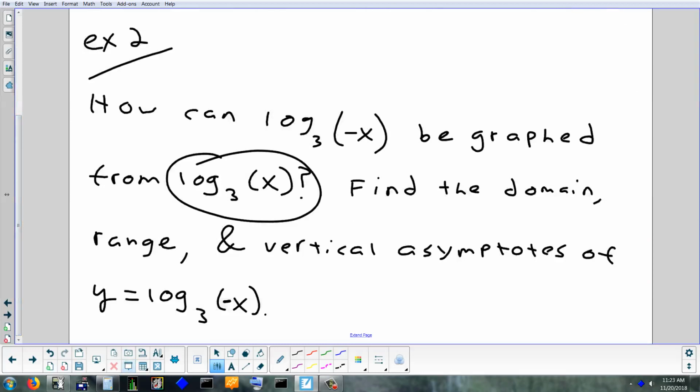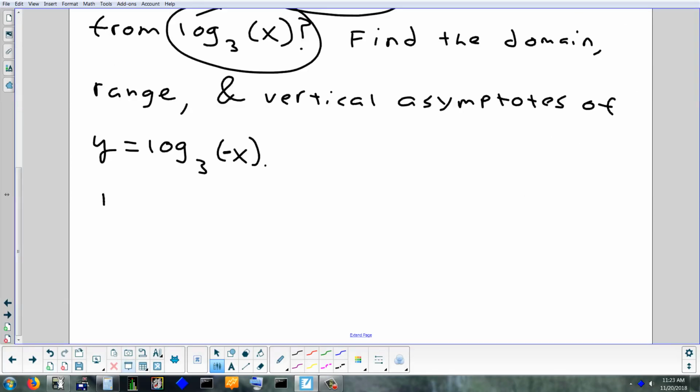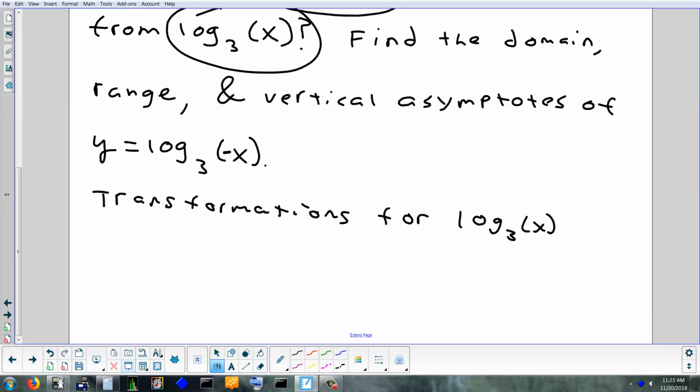Okay, so let's start with the transformations. To go from this to that, how many transformations are there? One. Just one. There's only one thing that's happening. So I'll start by writing transformations for log base 3 of x to log base 3 of negative x. So these are the transformations to get from the first to the second.